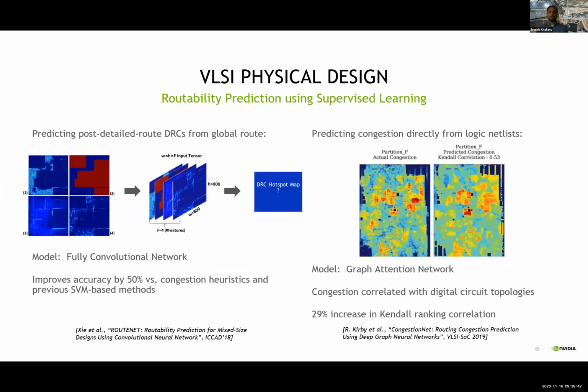Another more complex example, moving to the physical design domain, which I think Andrea had hinted about earlier, is some work we've done on routability prediction. The idea here is that ideally, if you could predict routability issues earlier in the flow, you may be able to constrain your downstream tools and get better QOR.